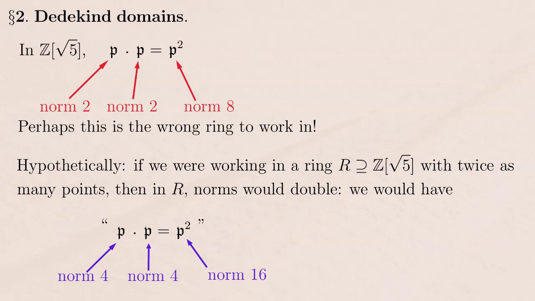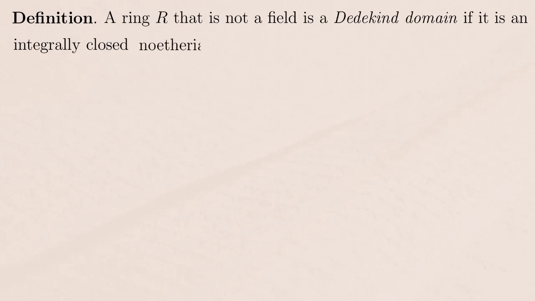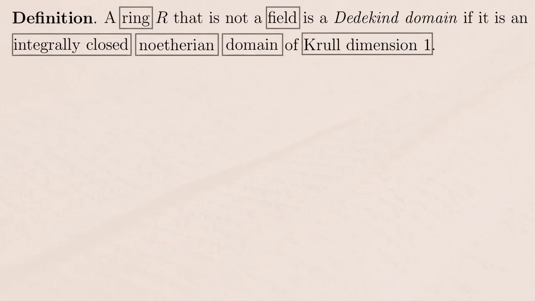We're finally at a stage where we need the rather complicated definition of Dedekind domains that I didn't want to give earlier. I'll state it in algebraic language, and I'll try to explain roughly what each of the terms means. Here's the definition. A ring R that is not a field is called a Dedekind domain if it is an integrally closed, Noetherian domain of Krull dimension 1. This is a very jargon-dense definition, so let me try to explain all of these terms individually, including a couple we've seen before.